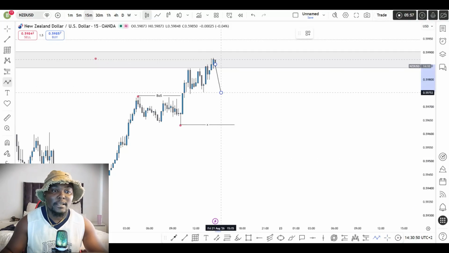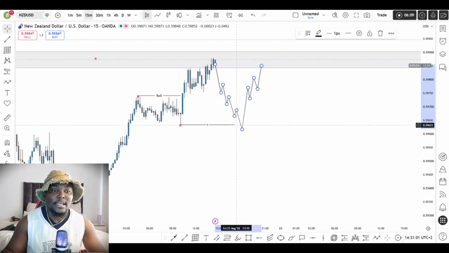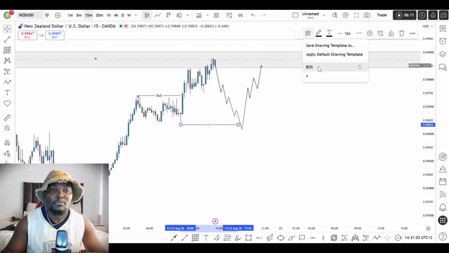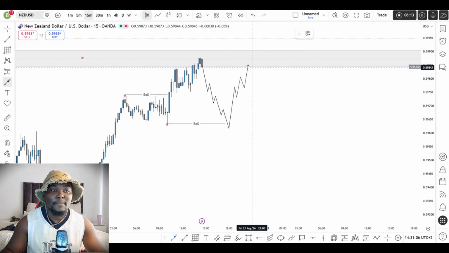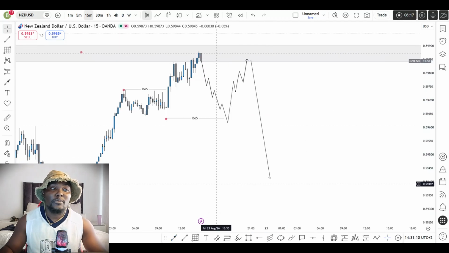So I'll be waiting for the market to drive to the downside, break structure, then come back into an area of interest. Let's say maybe this last blue candle, then maybe we can get some nice selling opportunities on this setup right here. So let's say maybe we sell just like that, and that would be the setup that we're looking for on NZDUSD, guys.